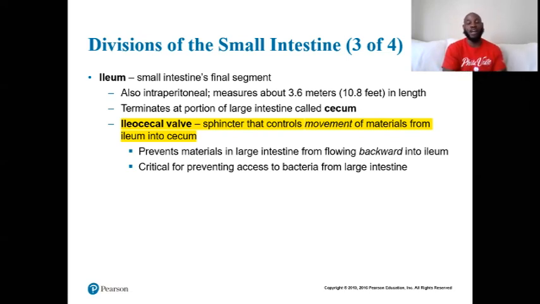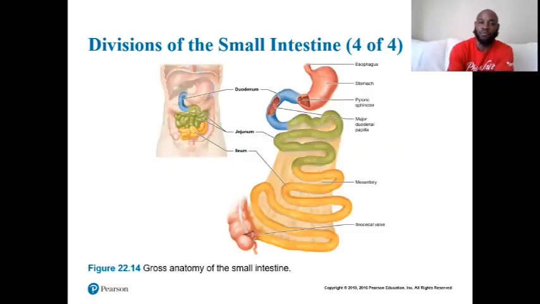Remember, we don't want it to go backwards. Notice that theme, which is also critical for preventing bacteria. There's bacteria that live in your large intestines we're going to talk about from going back into your small intestines. Right, and that is the structure of your, it's a nice drawing of your small intestines, which leads into your large intestines. Okay.